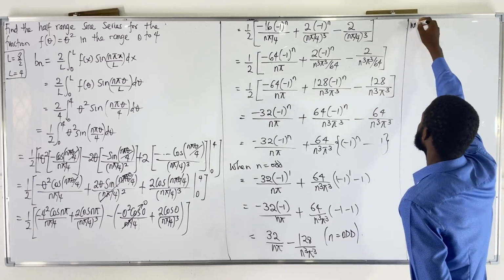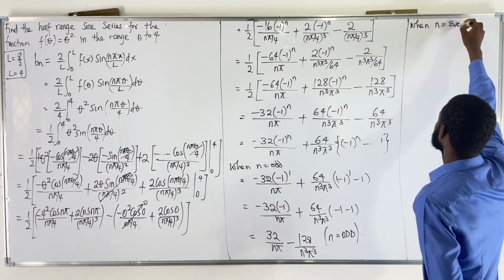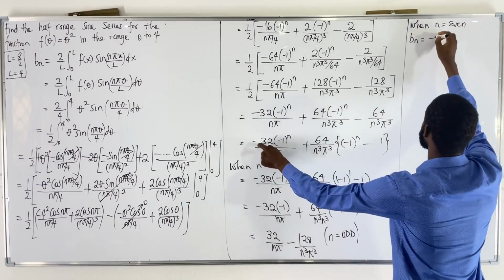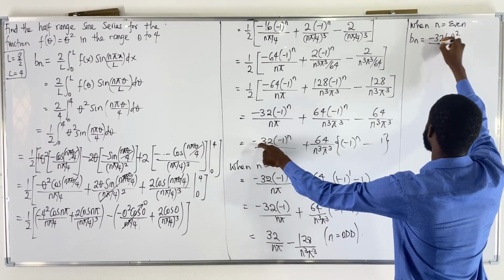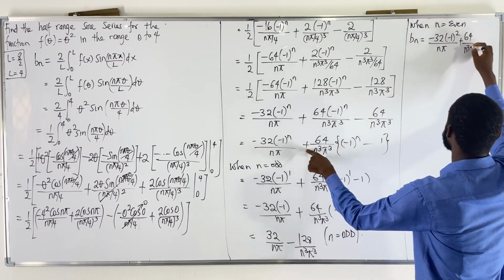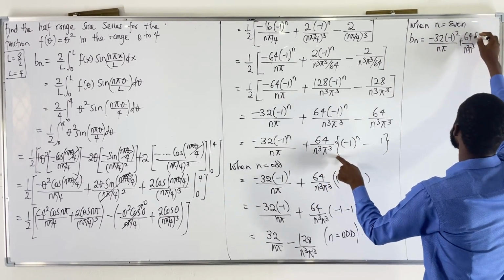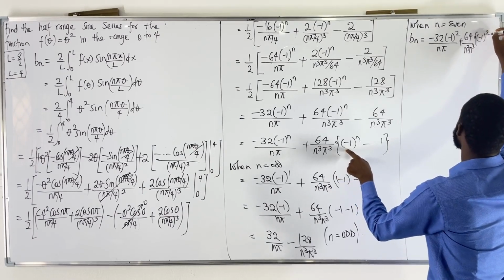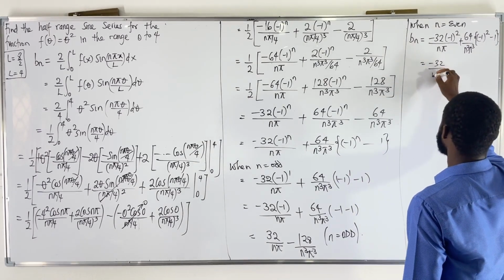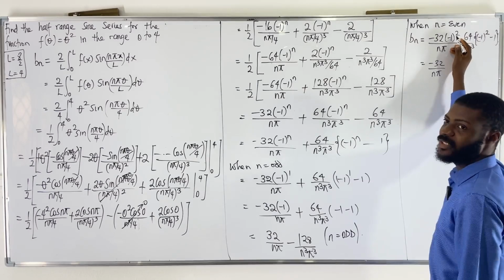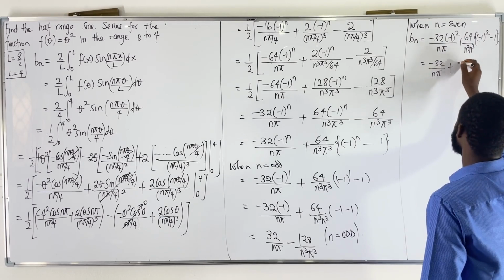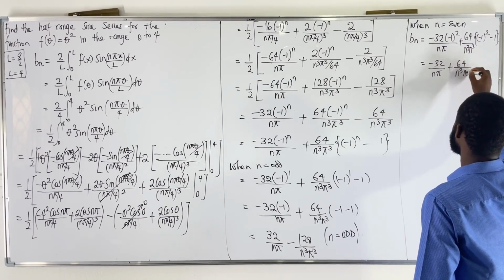Then next, when n is even, our b sub n would then become, this is our b sub n. So this is minus 32 into minus 1 squared over n pi. Then plus 64 over n cubed pi cubed into minus 1 squared minus 1. Okay, so this is minus 32 over n pi. Minus 1 squared is 1. It's positive 1. So 1 times anything is that same thing. So that's why this will be remaining. Plus 64 divided by n cubed pi cubed.